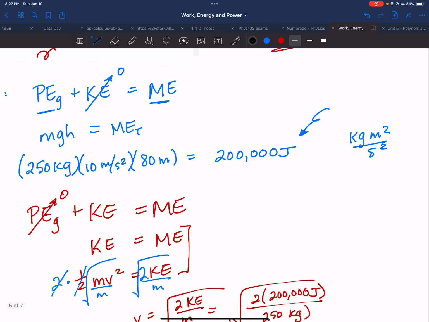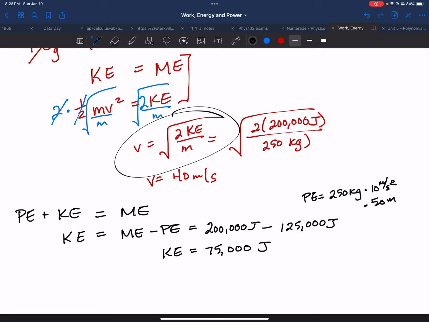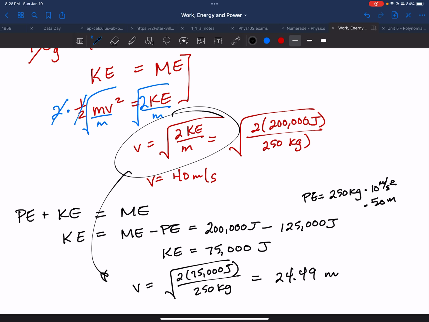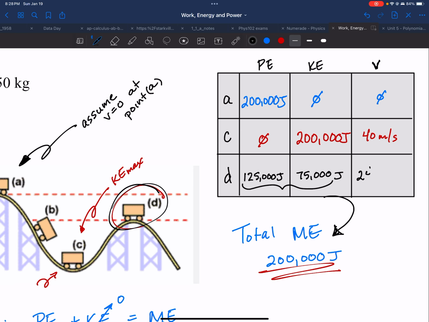And the only thing left to do is to find my velocity, and I can just use this equation instead of rebuilding it. So my kinetic energy is 75,000, so 2 times 75,000 joules over my mass of 250 kilograms is going to give me a velocity of 24.49 meters per second. So up here, 24.49 meters per second, which makes sense because it's less than our max, which was 40.